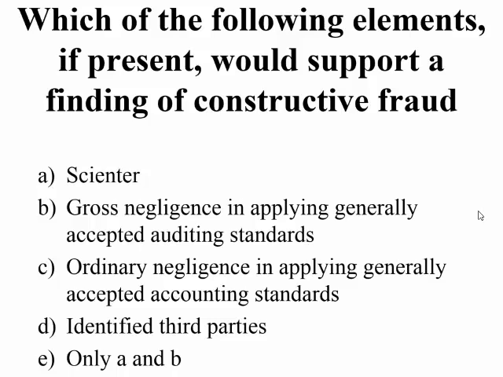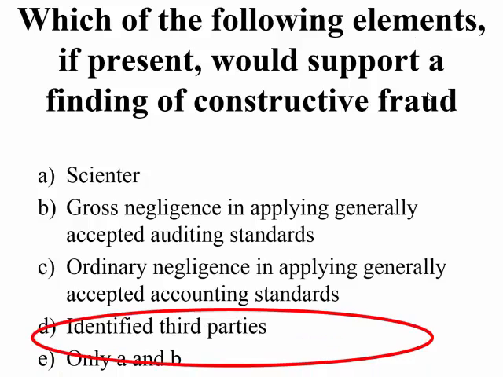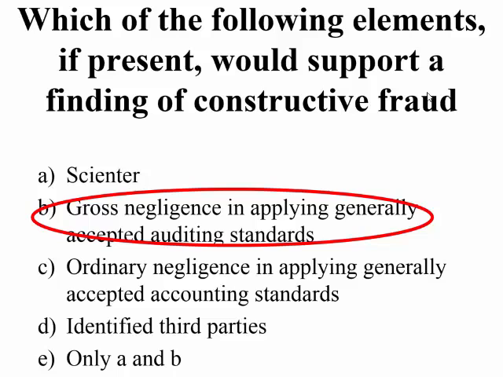For the next one, which of the following elements, if present, would support a finding of constructive fraud? So we're looking for recklessness. And again, this is where knowing the definitions helps. Constructive fraud, we said we're going to use synonymously with gross negligence, so the answer is going to be B. Those are the same thing.